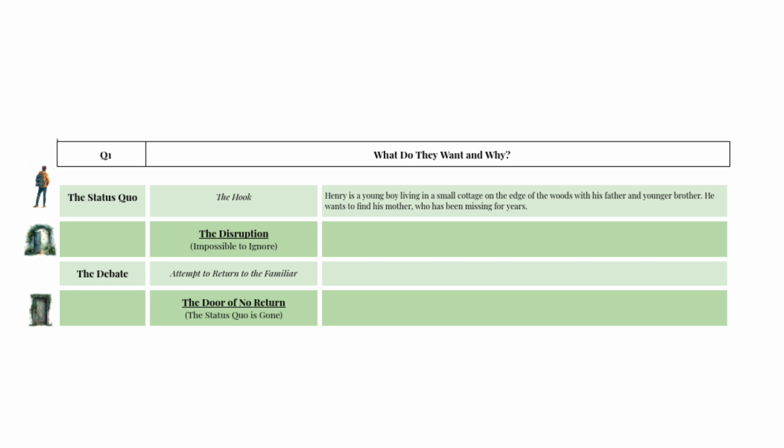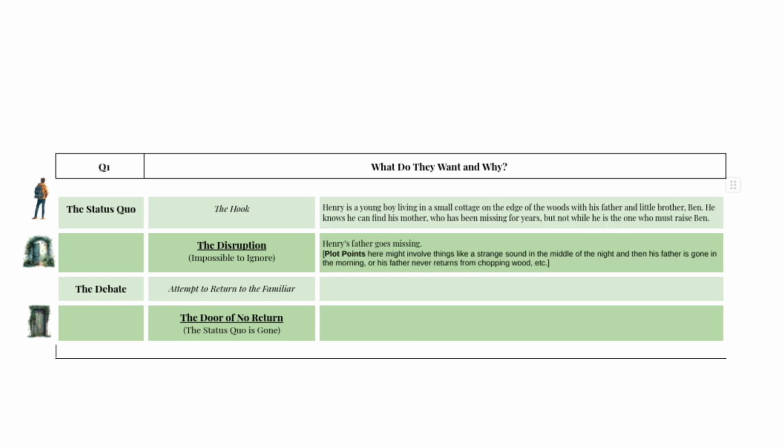Then the disruption plays out. His dad goes missing. He can't ignore that. That's impossible. No one who's gone missing has ever returned. So if he wants to see his dad again, which he does, then he needs to do something about it. The door of no return has been opened. There's a choice he needs to make about what to do about it.